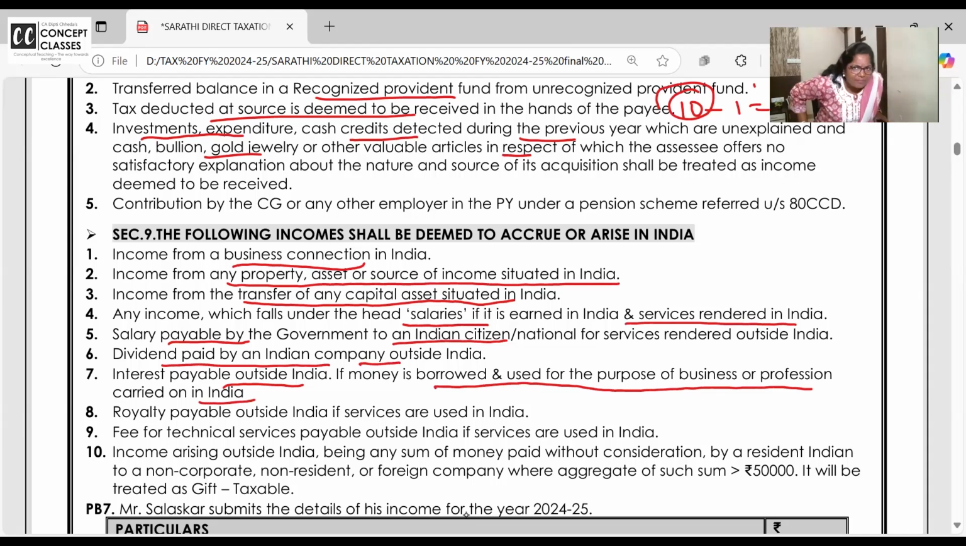I have borrowed money from an NRI and I'm using that money for my project in Mumbai. So that NRI is getting interest outside India, but it is accruing where? In India. These 3 in detail, again I'll explain. Same for royalty payable outside India, but that royalty is used for services in India, right? Fees for technical services. You all know what this royalty and technical service is. This is all paid to technical people.